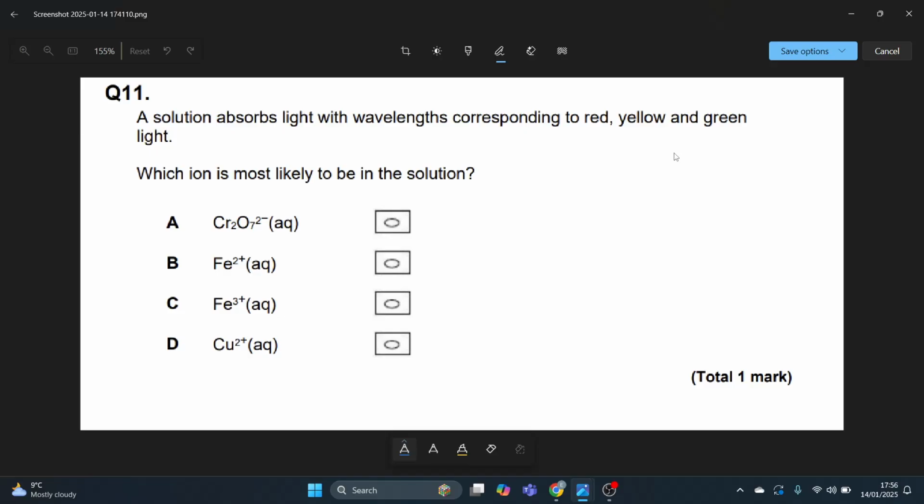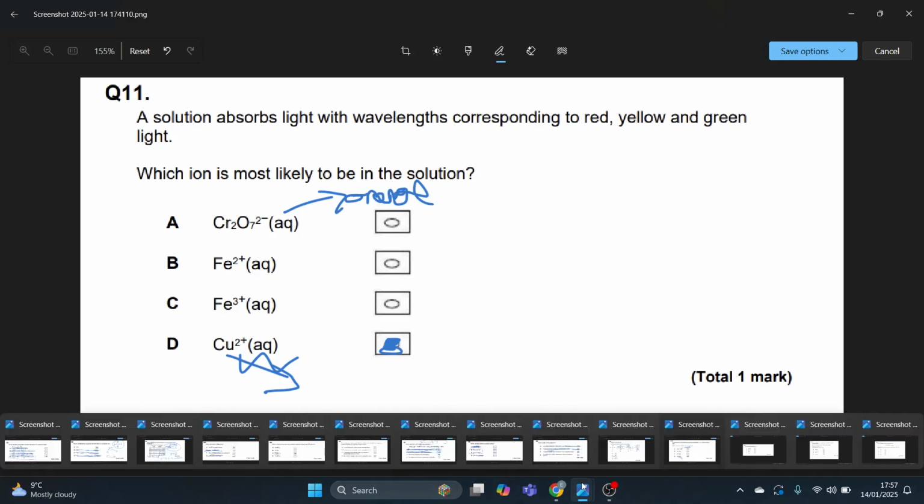Question 11, which ion is most likely to be in the solution? The answer is D, Cu2+. And I'm pretty sure, actually no, well, that's obviously orange. I'm not sure about the rest, but the answer is D.